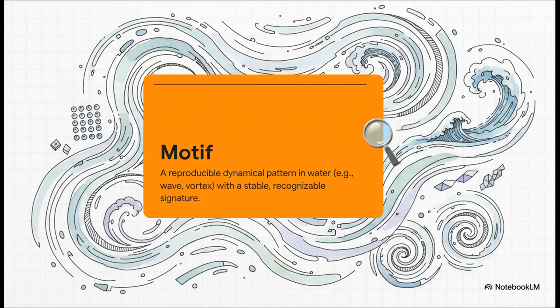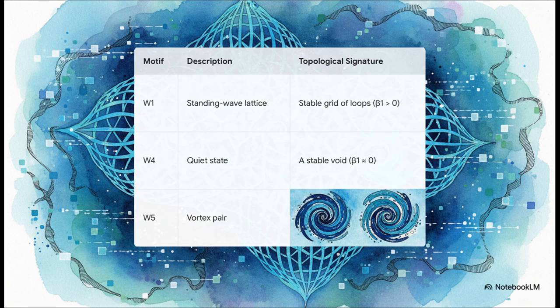It's a thing. And this slide gives you a great idea of what the alphabet starter pack might look like. This is a basic motif library from the paper. So you have W1, which is this grid of waves. W4 is the quiet state, which is basically just a stable patch of stillness. The absence of a pattern is itself a pattern. And then you've got W5, a pair of little whirlpools. Now, these aren't just random ripples. They're distinct letters, and each one has a unique topological signature. That's just a fancy way of saying they have a core shape, like a fingerprint that software can identify no matter how much the water around it is jiggling.